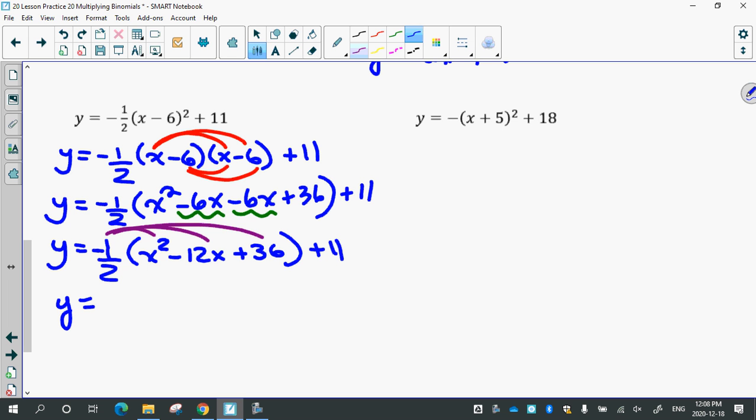So when you multiply negative a half by this x squared, you're just going to get negative a half x squared. So when you're figuring out the next one, the coefficient part is negative a half times negative 12, or negative 0.5 times negative 12, which should be positive 6x. Okay, make sure you can do negative 0.5 times negative 12 and get positive 6.